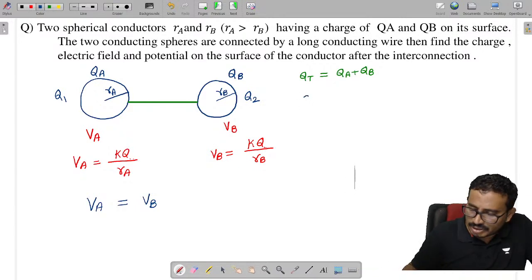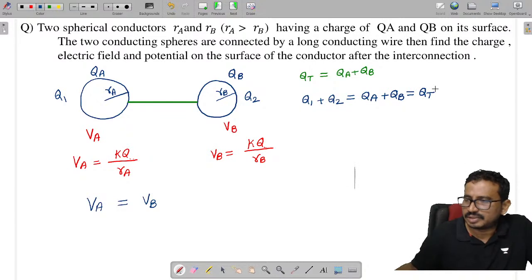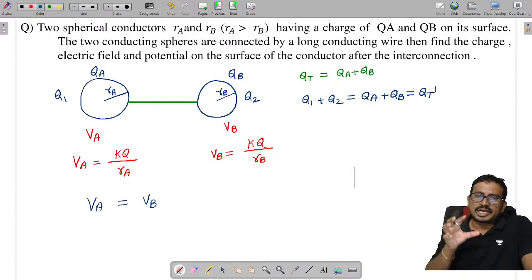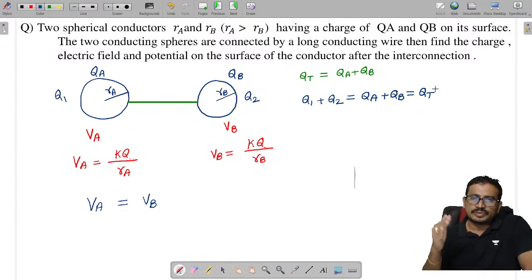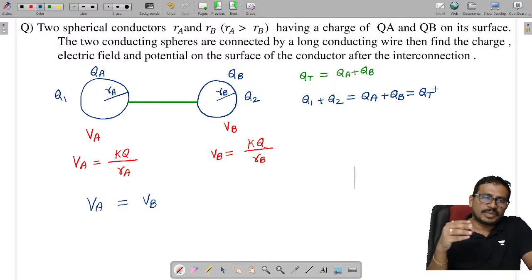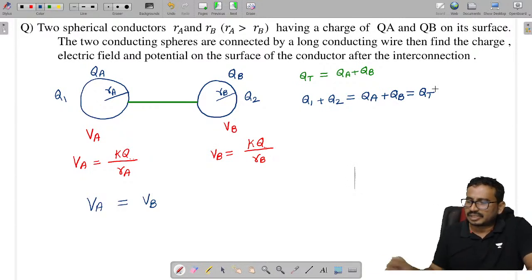Right, so now the total charge, we can say Q1 plus Q2, must be equal to QA plus QB. This is the law of conservation of charge: charge can neither be created nor destroyed. So when you connect these two conducting spheres, some charge will flow from one to the other, either QA to QB or QB to QA, we don't know, but the total charge is conserved. Somehow the charge will flow from one conducting sphere to the other.